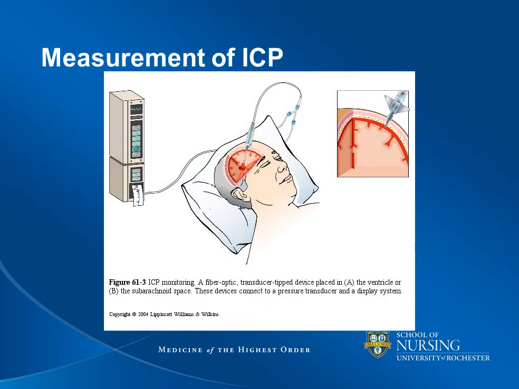ICP can be measured with a ventriculostomy. The catheter is inserted into the right lateral ventricle. The ICP is measured through the transducer. The ventriculostomy facilitates sampling of cerebrospinal fluid. Intraventricular medications can also be administered. With a ventriculostomy, there is a major risk of infection.